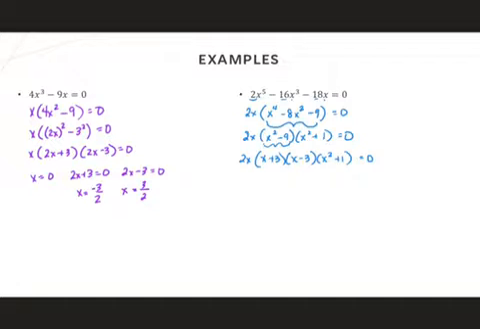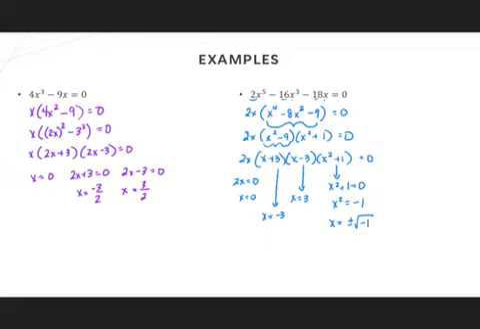Okay. So 2x equals 0 means that x equals 0. x plus 3 equals 0 is going to give me negative 3. x minus 3 equals 0 is going to give me positive 3. And then x squared plus 1 equals 0 is going to be x squared equals negative 1. Take the square root of both sides. So x is plus or minus the square root of negative 1, which we know is i. So x is plus or minus i.